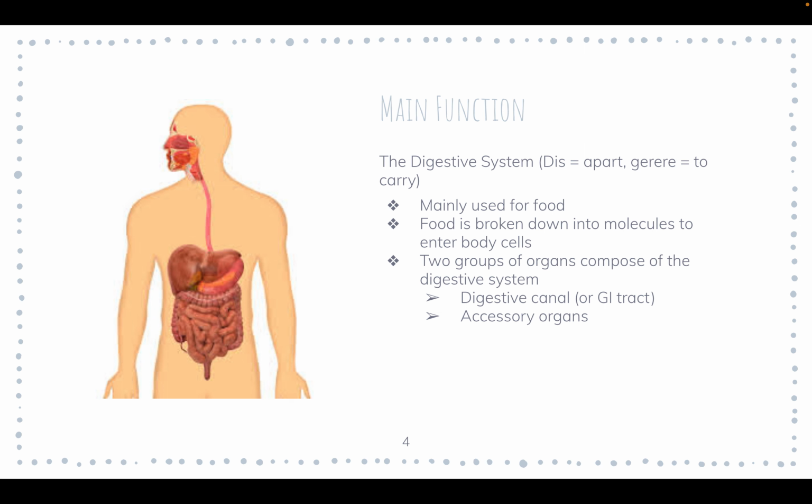The digestive system word is broken down into two, which is apart and to carry. The digestive system's function is mainly used for food, in which the food is broken down into molecules to enter body cells. There are two groups of organs that make up the digestive system. They are the digestive canal, or gastrointestinal tract, and the accessory organs.